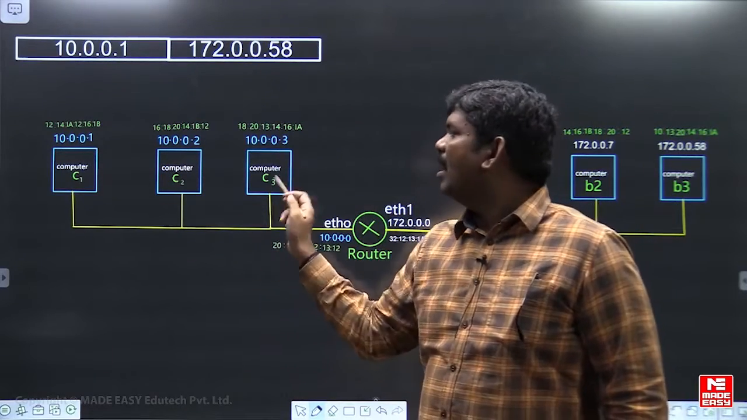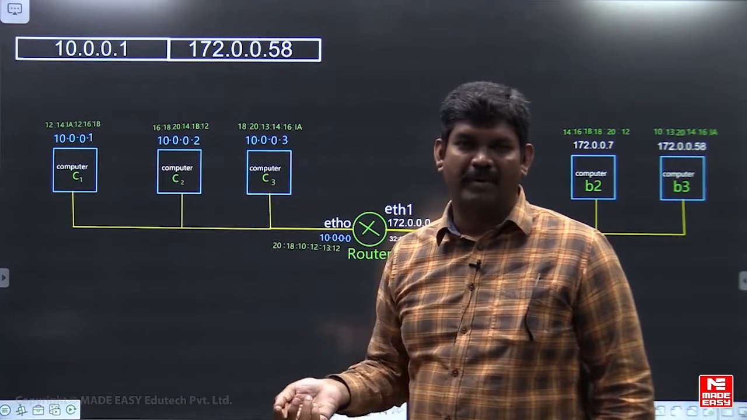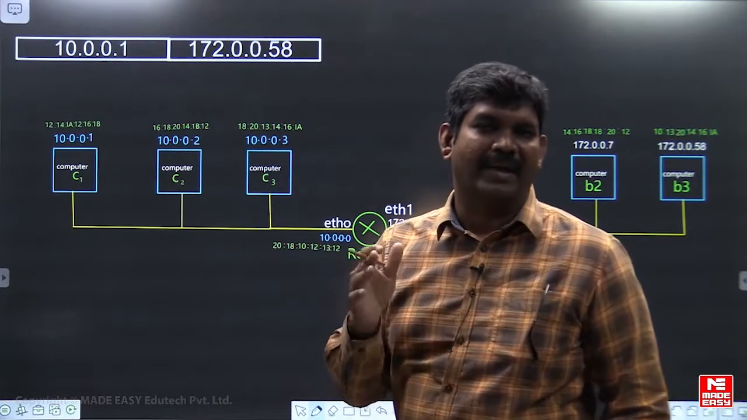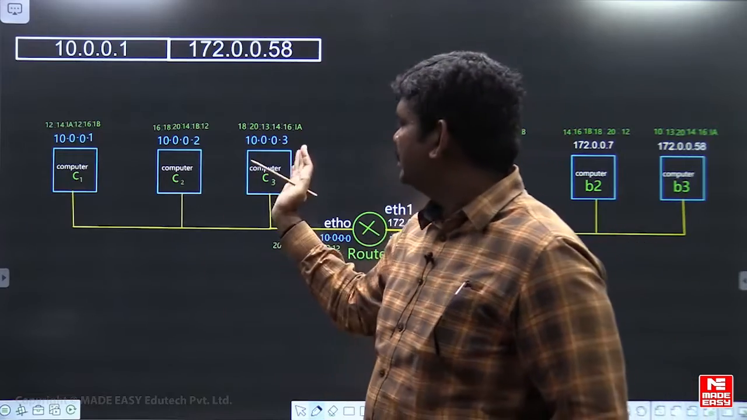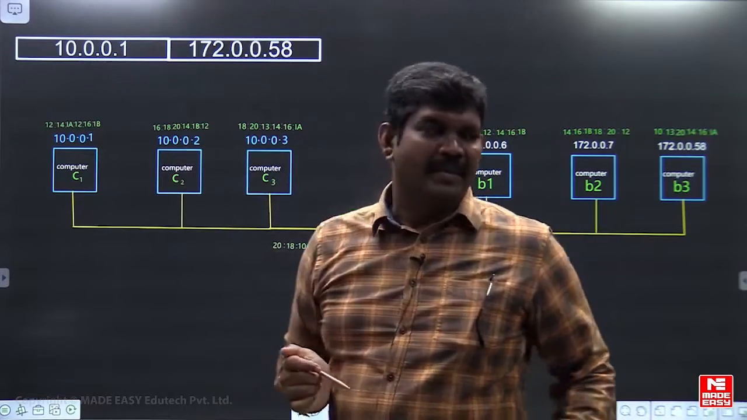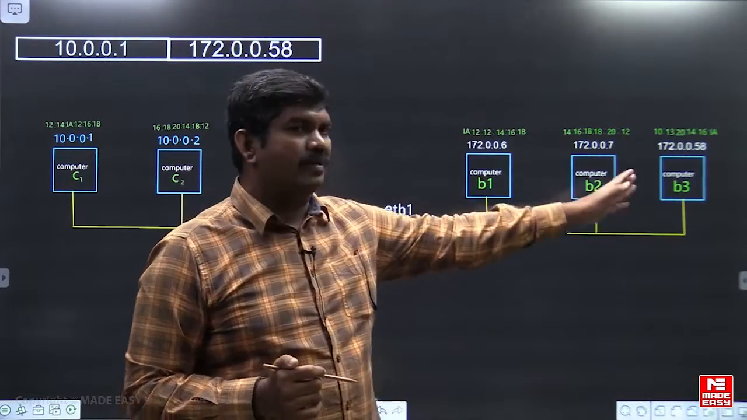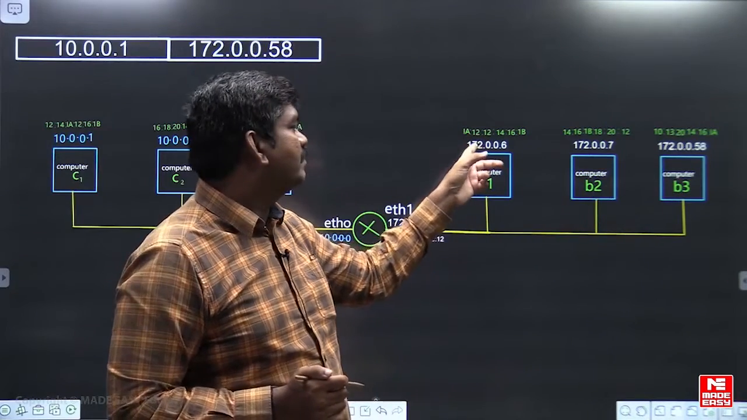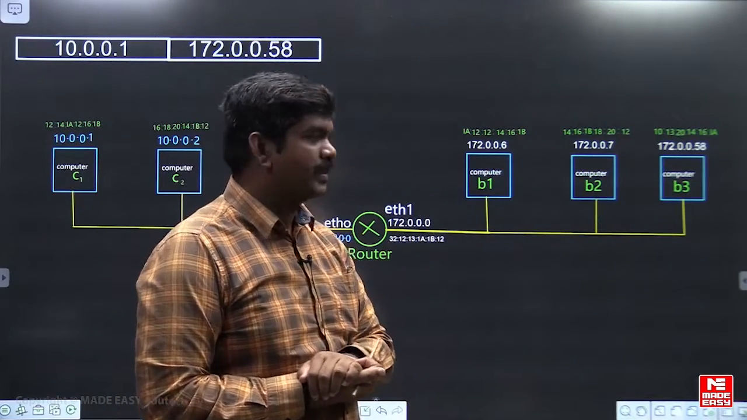We can say all these computers have the same prefix, or simply, the definition of a router is that it is used for connecting multiple networks. So on this side I have taken one network, and on the other side I have taken another network, with B1, B2, B3 as the computers, and they have a different prefix of 172. Okay.